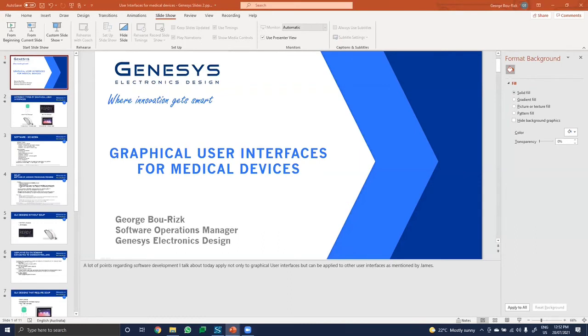So for those of you who missed out at the start of the presentation, we've just been hearing from James Brennan from Tiller Design, which is more on the industrial design perspective. And now we're going to hear the software engineering perspective. So George Risk is the head of software engineering at Genesis Electronics Design, and he's going to take us through what happens when you've done all that beautiful industrial design. What happens next, George?